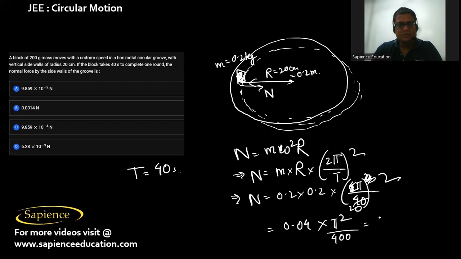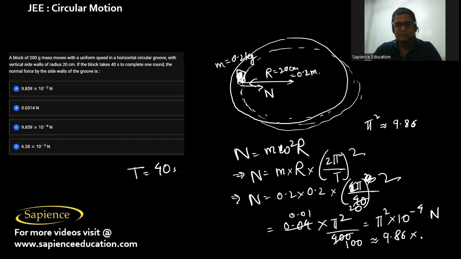So this will be equal to pi square into 10 power minus 2 into 10 power minus 2. So 10 power minus 4 Newton. Pi square into 10 power minus 4 Newton, and pi square value is approximately 9.86. So it is approximately 9.86 into 10 power minus 4 Newton. So option C is the correct answer.